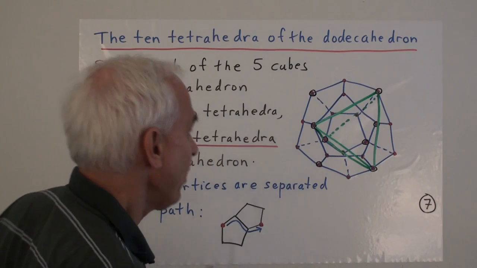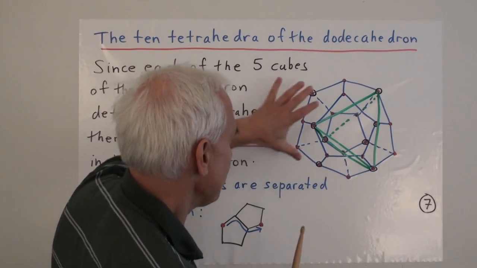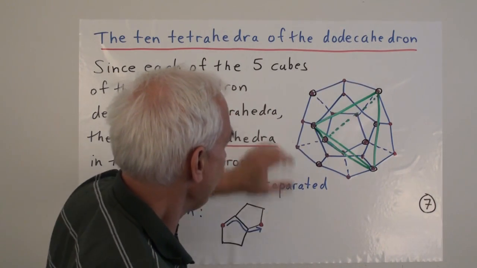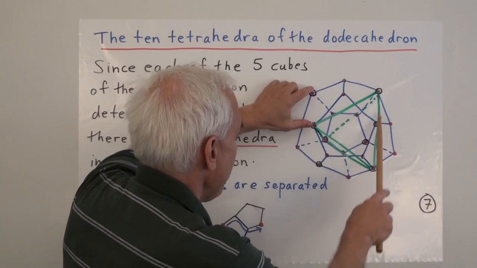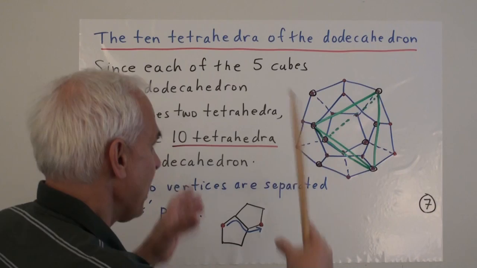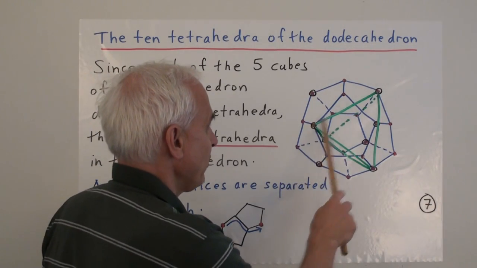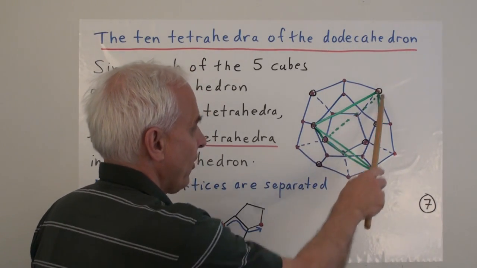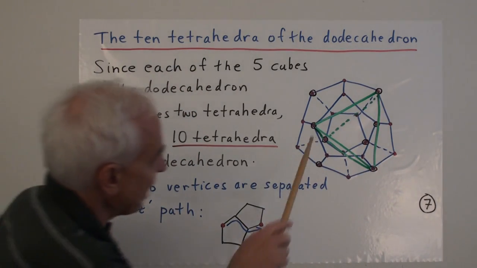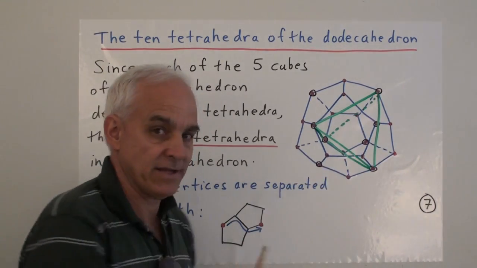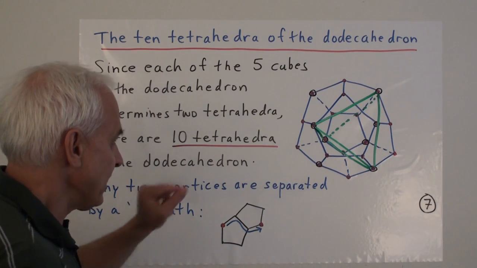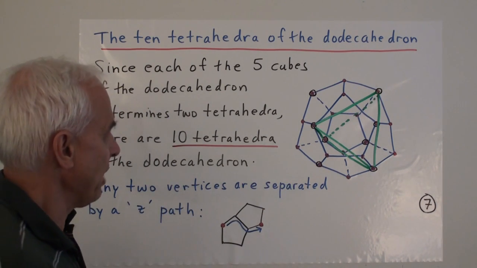So for example, here's our dodecahedron, and the large black vertices here form a cube. So there, and there, and there, and there, and there, that was a cube. And then inside that cube, if we take every second vertex, we get, for example, this tetrahedron. If we look at the relationship between any two of the vertices of that tetrahedron, we're seeing that they're connected or separated by some kind of a zigzag path, sort of like a Z-shaped path.